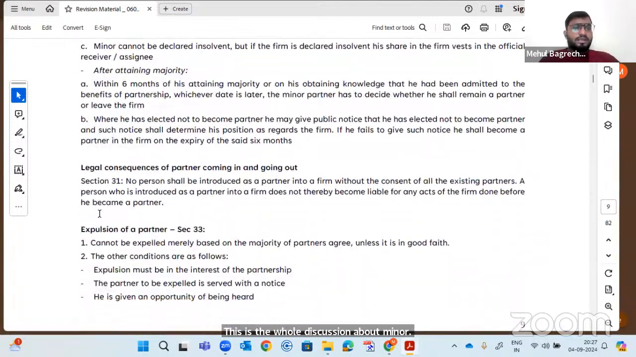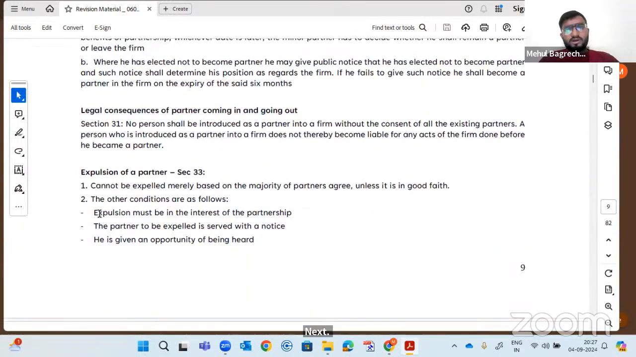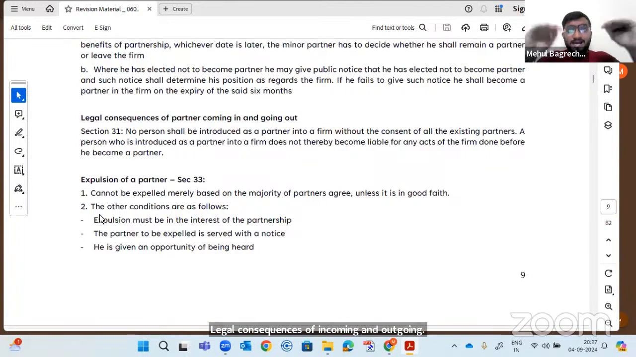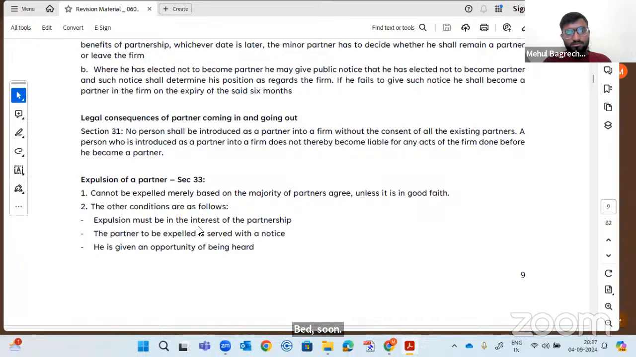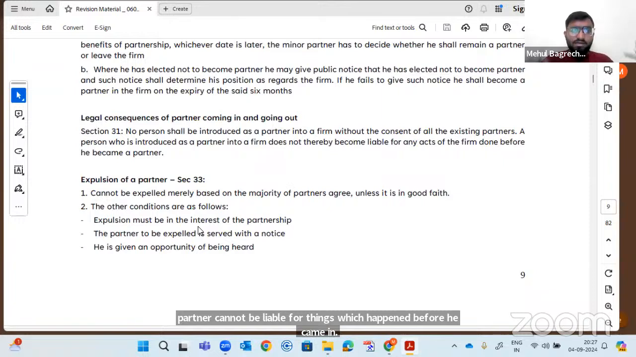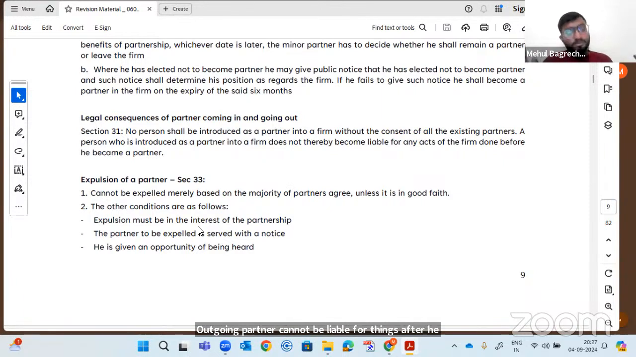Next, legal consequences of incoming and outgoing partner. If you want to add a new partner, all the existing partners have to agree to it. If you want to remove any partner, all the partners have to agree to it. Important thing you will have to remember: majority. Very important, the liability of the partners. An incoming partner cannot be liable for things which happened before he came in. An outgoing partner cannot be liable for things after he went. This is about your incoming and outgoing partners.